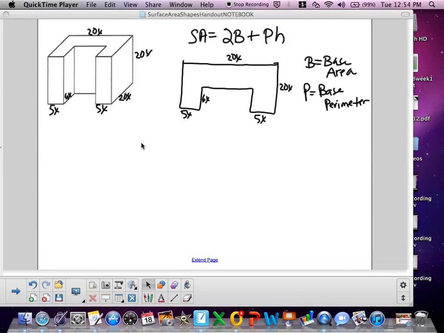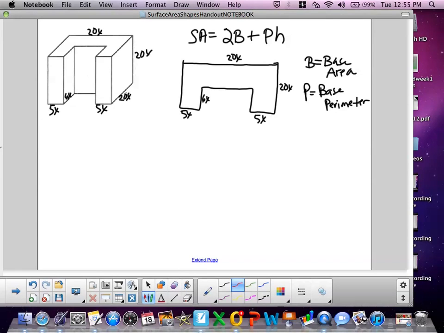Okay, with surface area of a prism, prism meaning it has the same base and the same top and bottom shape, we're going to calculate surface areas of these prisms where you have a piece missing. The surface area formula that I would like you to use: surface area is two bases, meaning the top and the bottom, plus the perimeter of the base times how tall the object is.